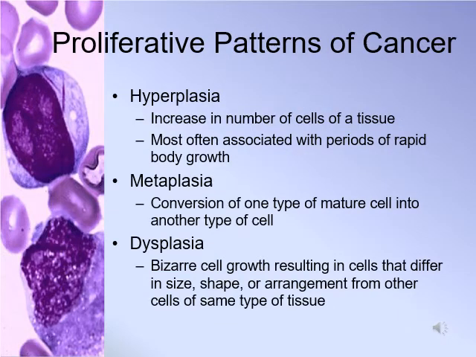I wanted to highlight a few of the words because we'll read in our physicians' H&Ps and notes, they'll talk about hyperplasia and metaplasia and dysplasia. And again, not that we have to know every detail and memorize these definitions, but as you can see, they have to do with an increase in number of cells of that tissue, conversion of the mature cells into another type of cell, and with dysplasia, it's just bizarre cell growth, and they differ in size, shape, and arrangement.